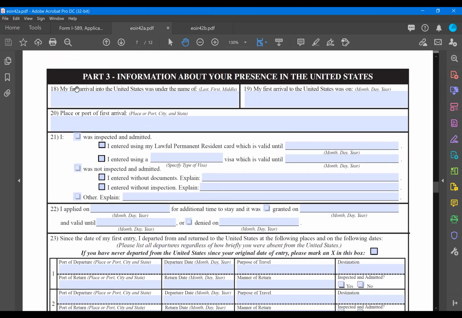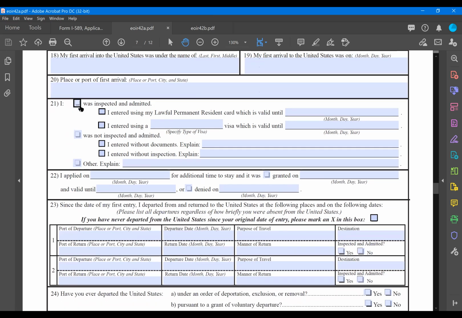This is pretty straightforward. The person's first arrival to the US was under what name? When was it? Where was it? What happened? Were they inspected and admitted, or did they come unlawfully without permission or inspection? Mark the appropriate box and fill out the information. If they entered using a visa, you'll put the type right there and when it was valid until. Sometimes people can't remember this information, so remember to be honest. Try to help them find the information, work with the evidence specialist to look up the information.